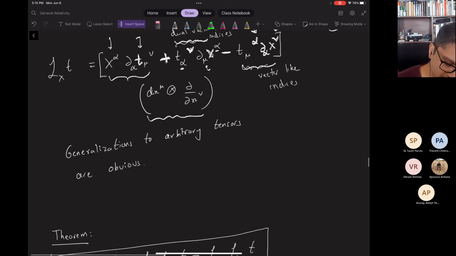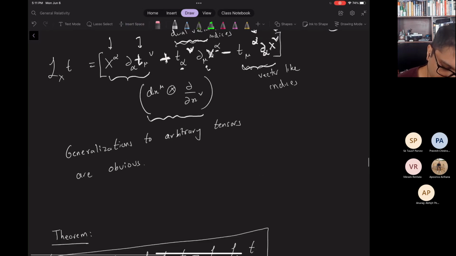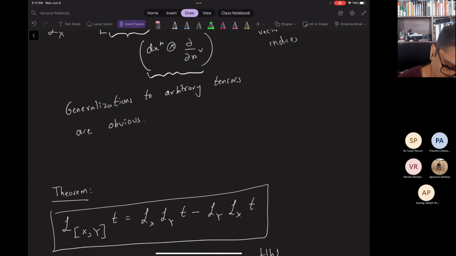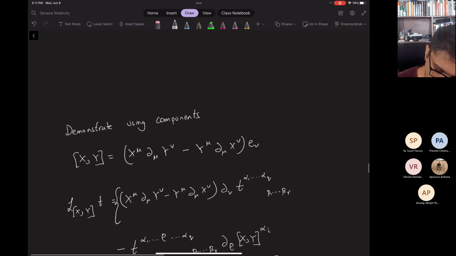And if I want to generalize this to arbitrary tensors, I've written the formula somewhere down here. Let me just show you.